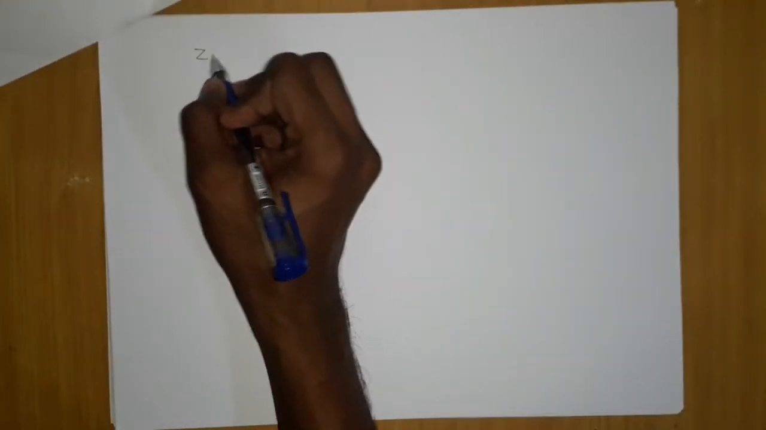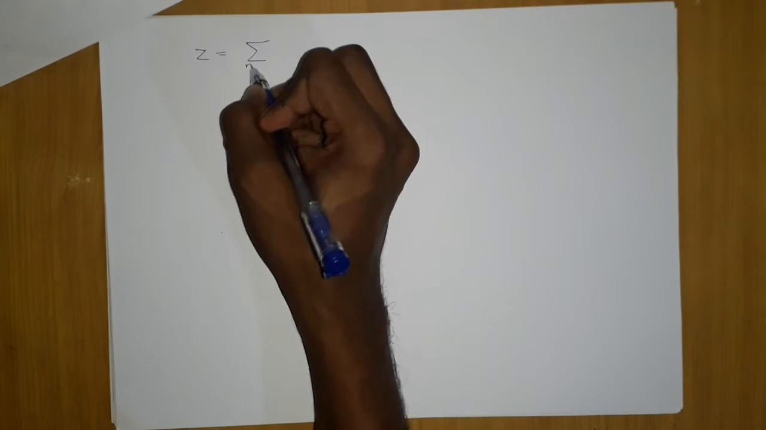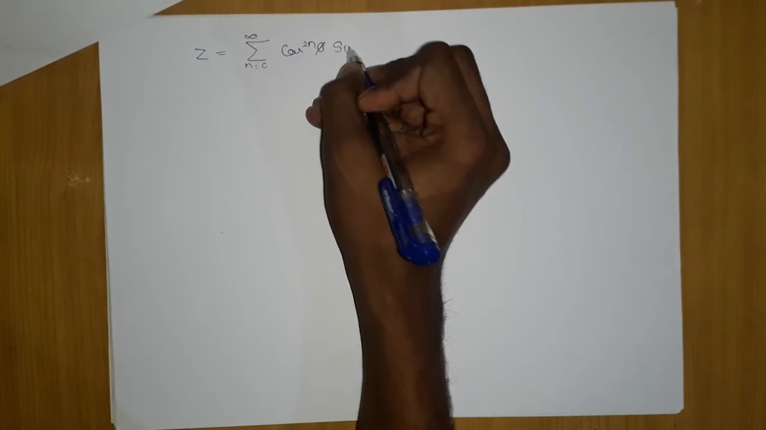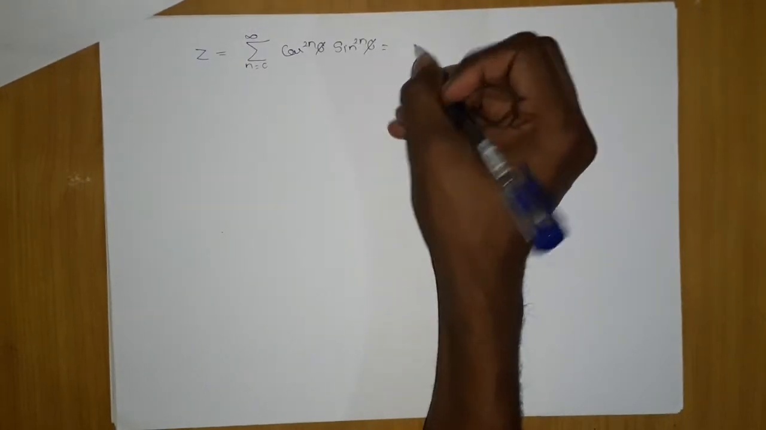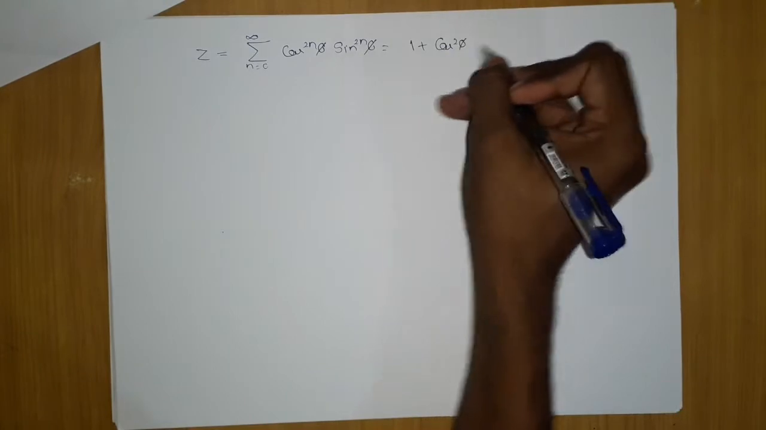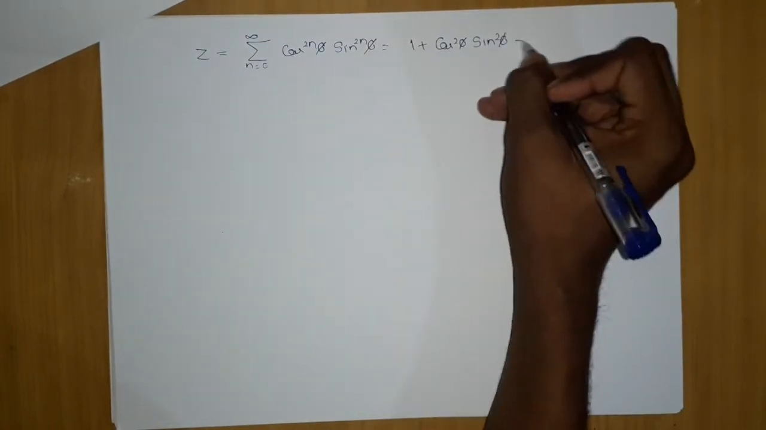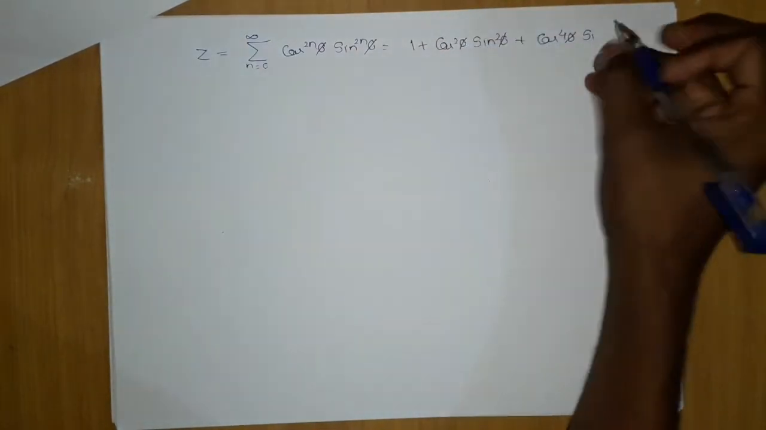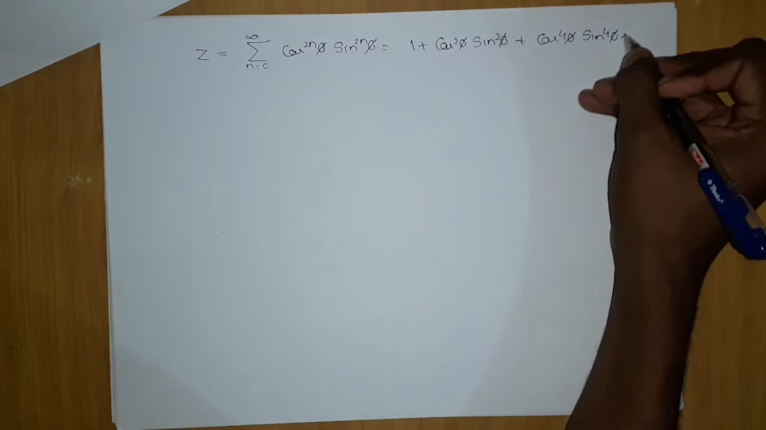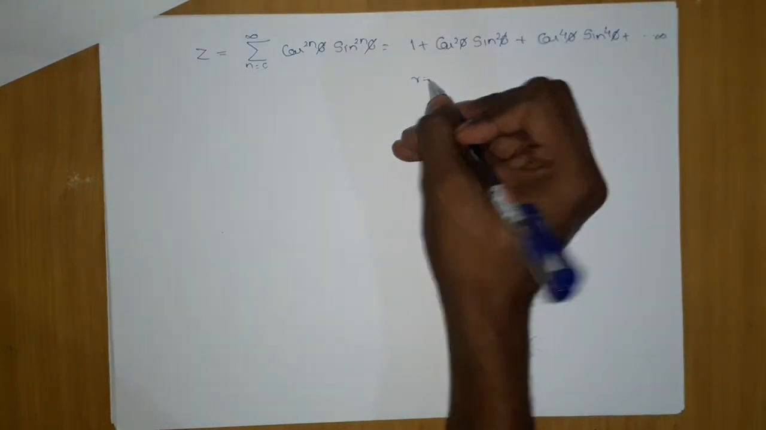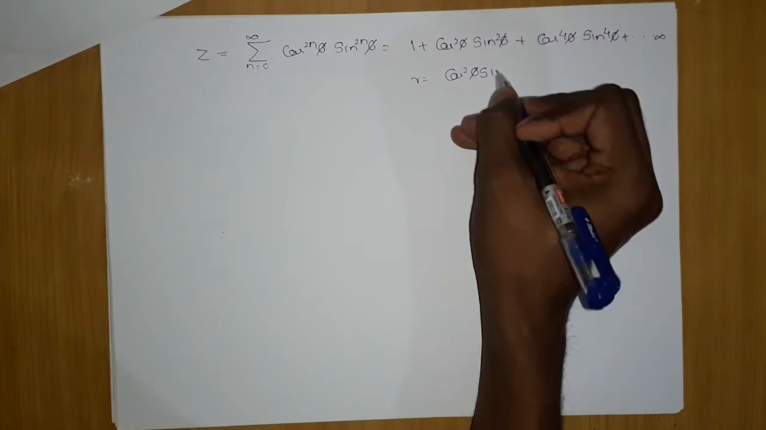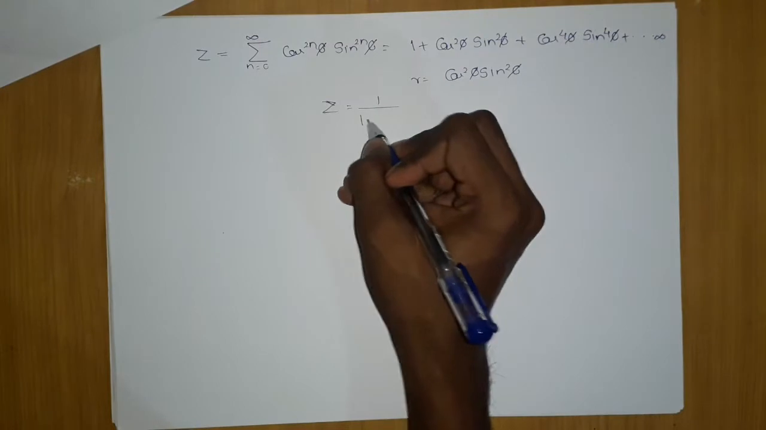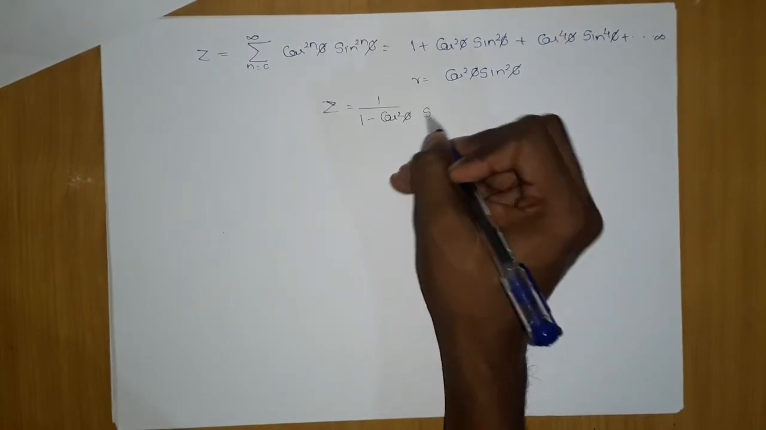Next is z, which is summation n equals 0 to infinity cos 2n phi into sin 2n phi. If I open it, 1 plus cos square phi into sin square phi, and so on until infinity. Don't get scared of this. Just be calm and you will get your answer. Mostly children get scared. Now here r is what? Cos square phi into sin square phi. So my z will be 1 upon 1 minus cos square phi into sin square phi.